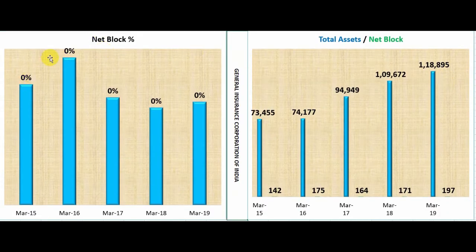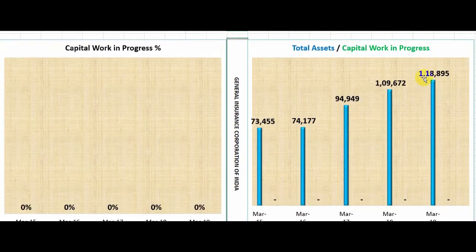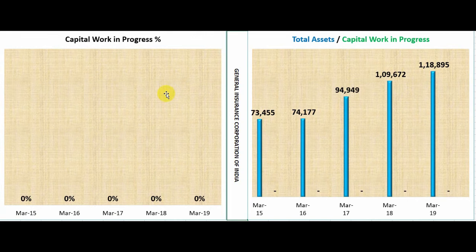The company has very few fixed assets, or they occupy a very small portion as a percentage of total assets. In March 19, the total balance sheet size was at around 1,18,000 crores. Of that, only 197 crores was occupied by the fixed assets of the company. So it doesn't have a lot of assets as such against its total balance sheet size. Since the company is not into manufacturing and has no capital work in progress, this we can skip.